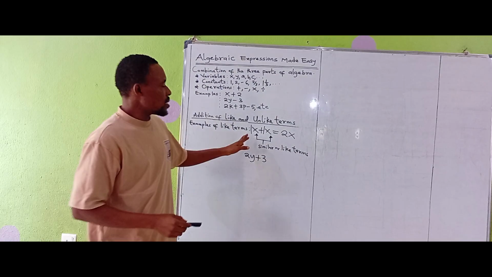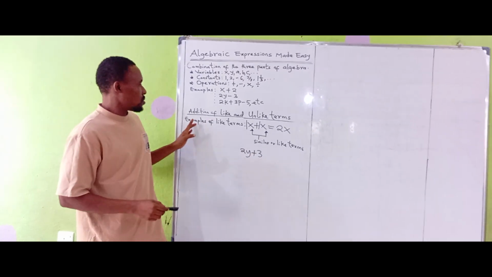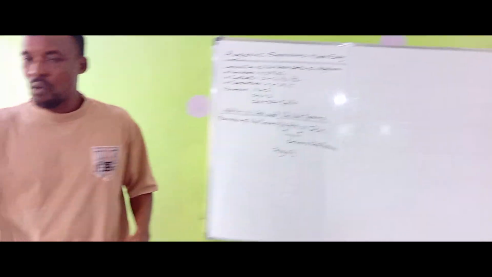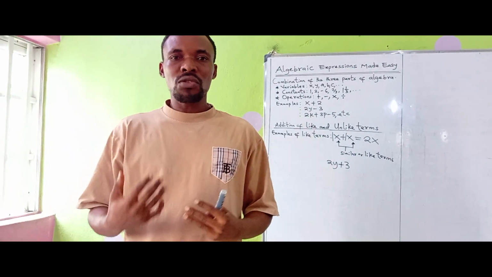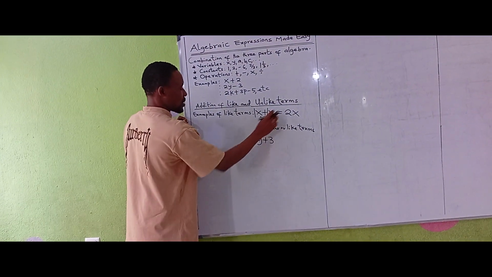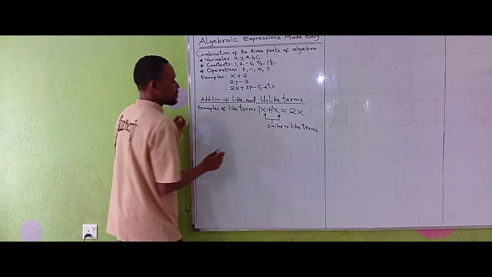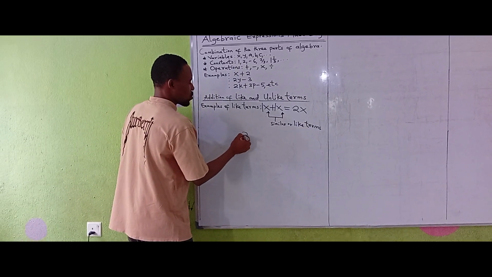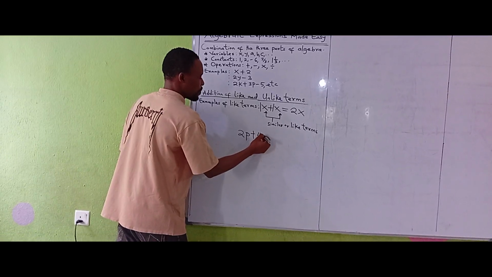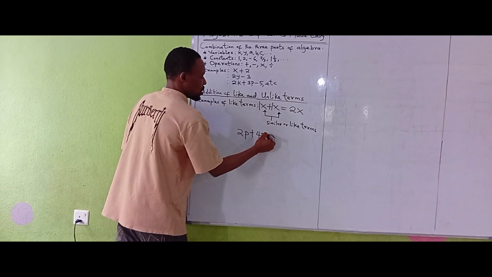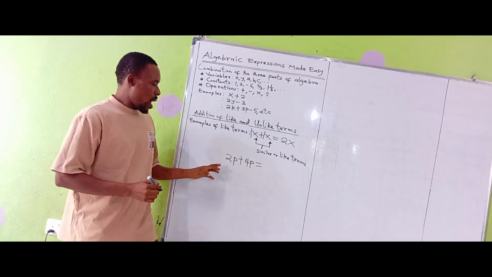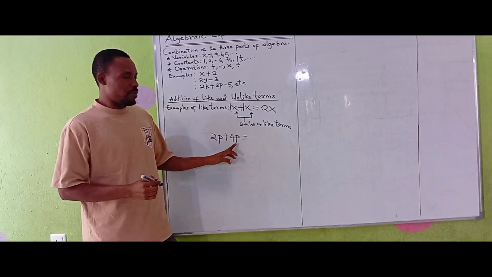So this is how to simplify algebraic expressions with like terms. Now I'll give another example of similar terms. Let's say we have 2p plus 4p. How do we add this together? We have 2p plus 4p.